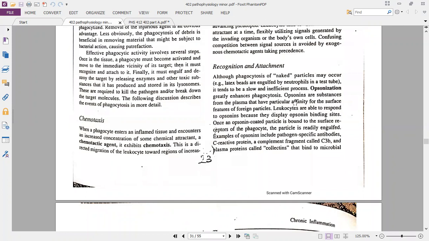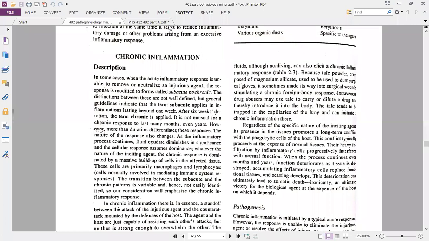There are molecules called opsonins. Opsonins have high affinity for the foreign particles, foreign antigens. Opsonins attach to foreign antigens, and when they have attached, the opsonin-coated particle becomes vulnerable to be caught up by a white blood cell. These were all the events, the vascular events and the cellular events, of acute inflammation.